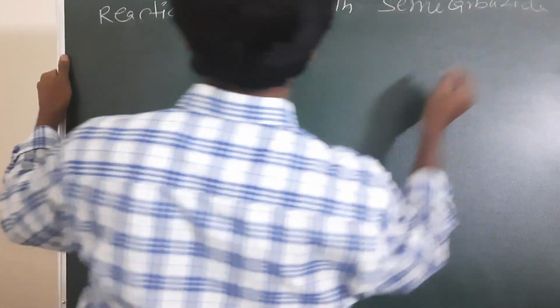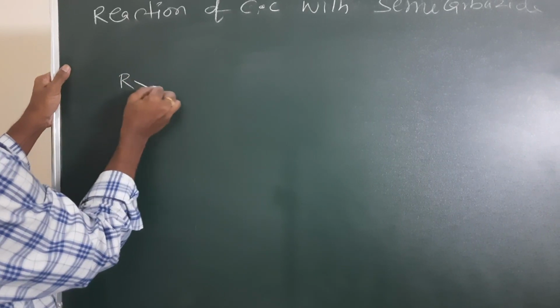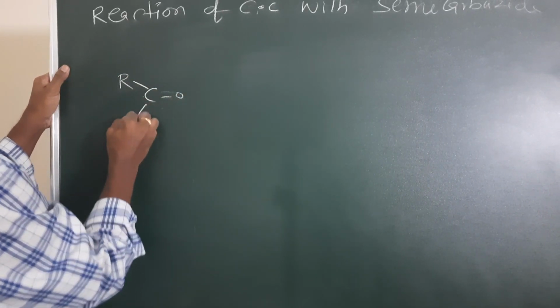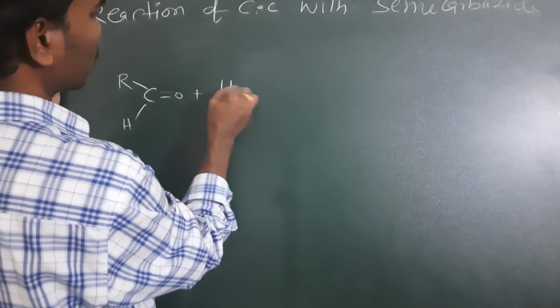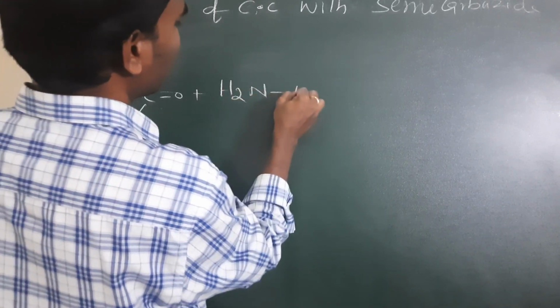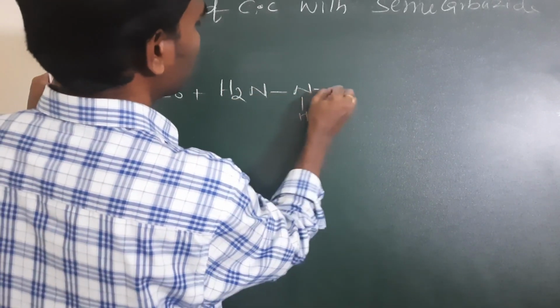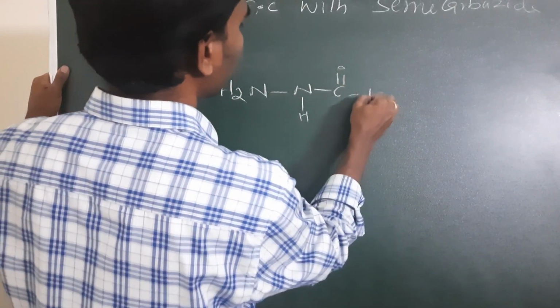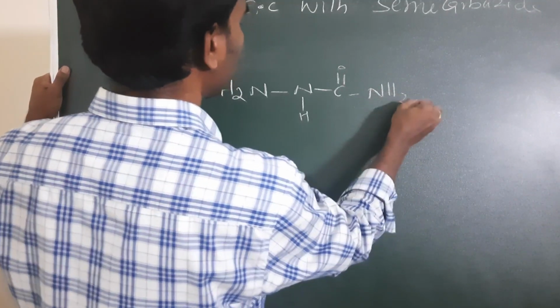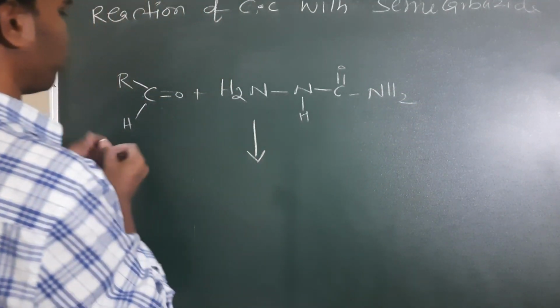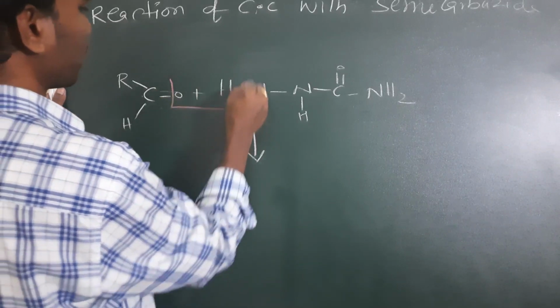So, reaction of a carbonyl compound with semicarbazide. RC=O will react with H2N-NH-C(=O)-NH2. This is semicarbazide. So it is going to form the same kind of product; the product is written the same way every time.